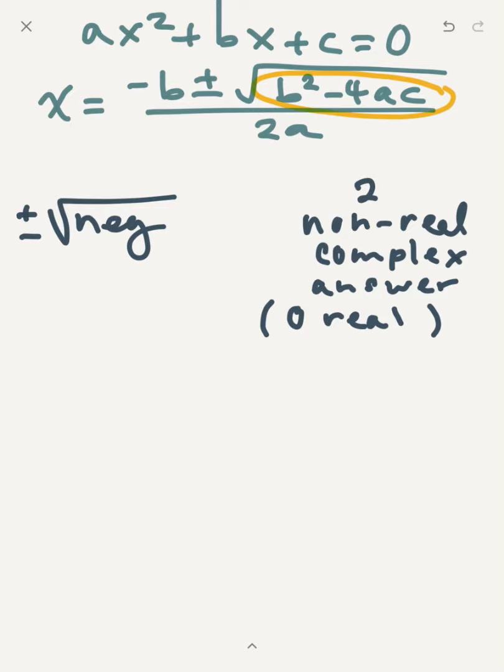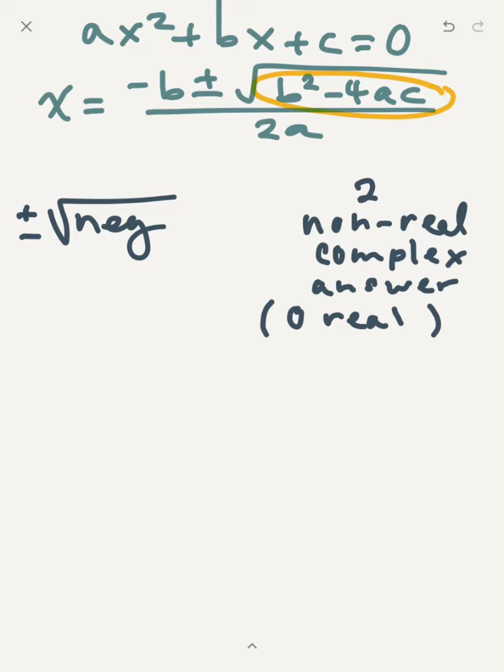Okay. So if you find b squared minus 4ac, and you find that the answer is negative, that automatically tells you about the solutions to the original equation. You're going to have 0 real answers, you're going to have 2 non-real answers.